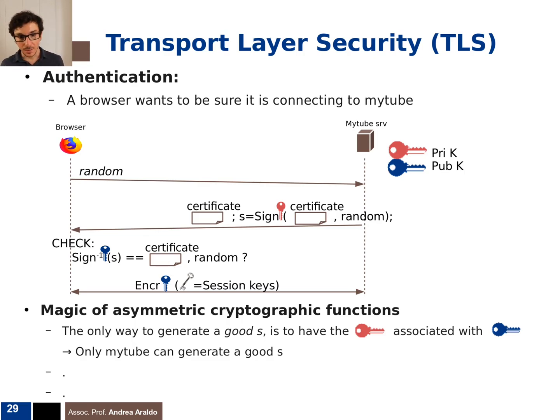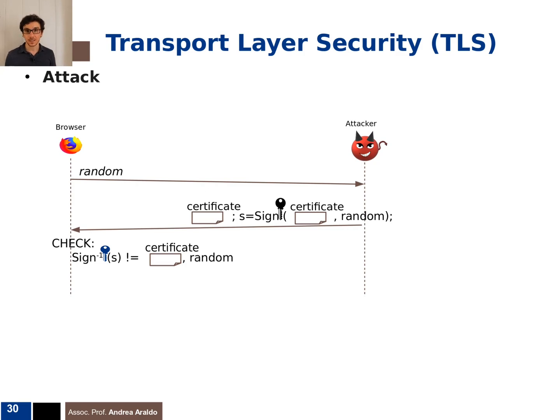To understand it better, suppose now there is an attacker impersonating MyTube. The attacker just knows the public key of MyTube, but doesn't know the private key, because it is private by definition. So a browser connects to the node, hoping it is MyTube. Actually, the node is an attacker, and what it can do is just apply a signature, but it doesn't have the correct private key. It just uses another key, another parameter, another number.